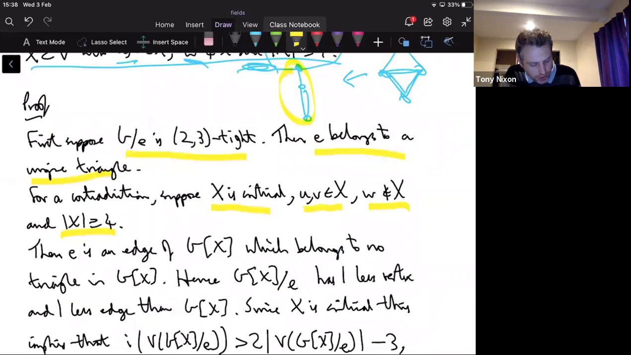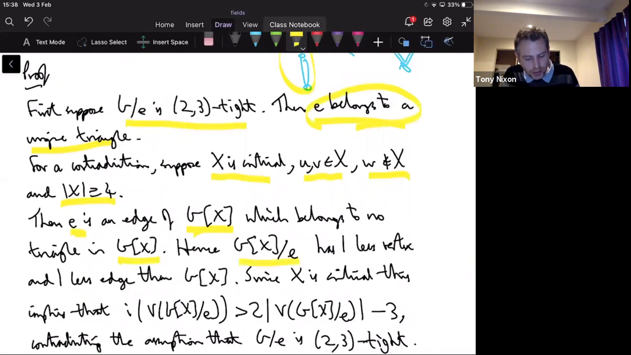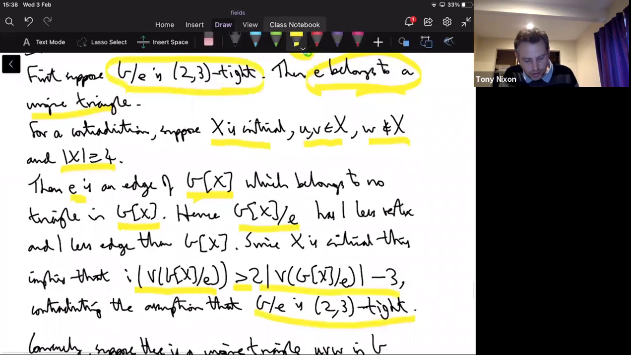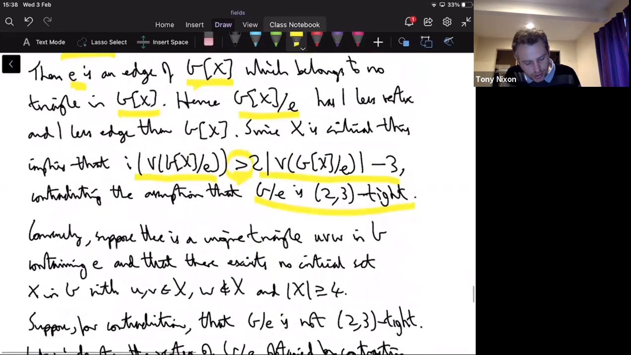Then the edge E is an edge of the subgraph of G induced by X, and it belongs to no triangle in this because of this condition. Hence, GX contract E has 1 less vertex and 1 less edge. But since X is critical, this gives us that we lost 1 from the edge side and 2 from the vertex side, and hence we create a strict inequality which contradicts our sparsity assumption. So we assumed it was tight, and then we found this bad subgraph. That direction is the easier one.